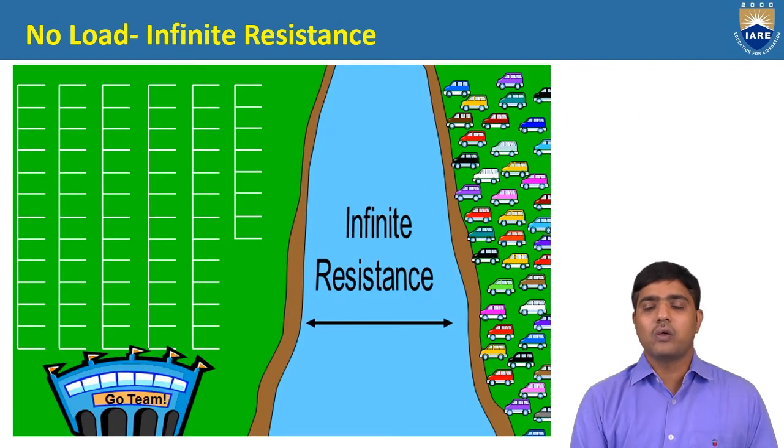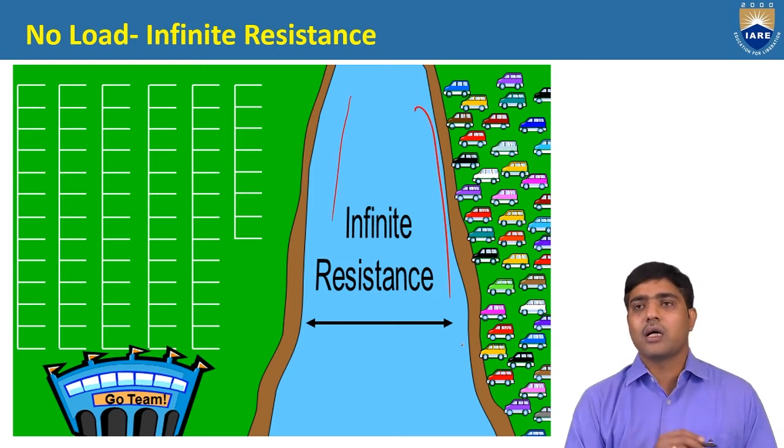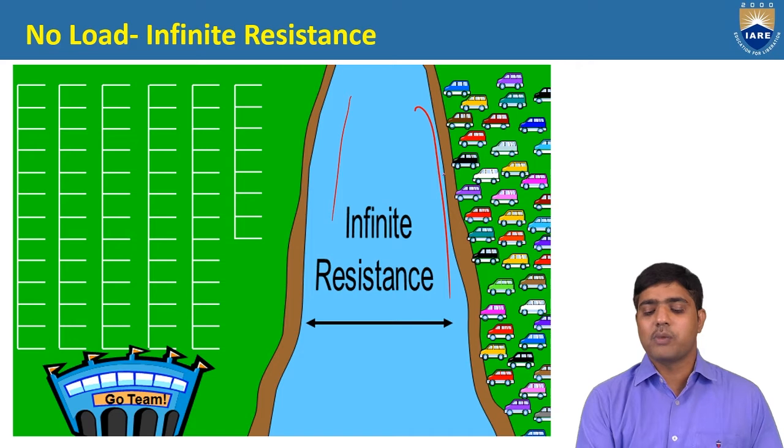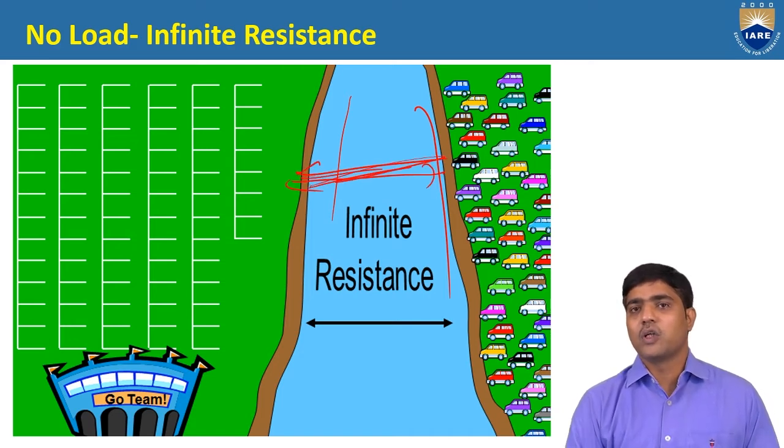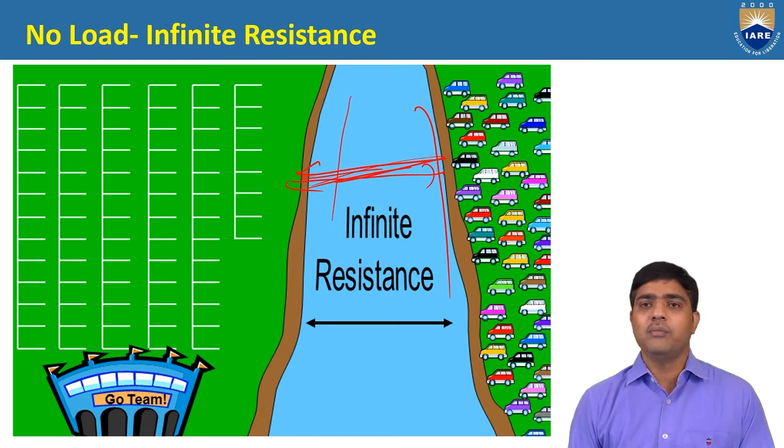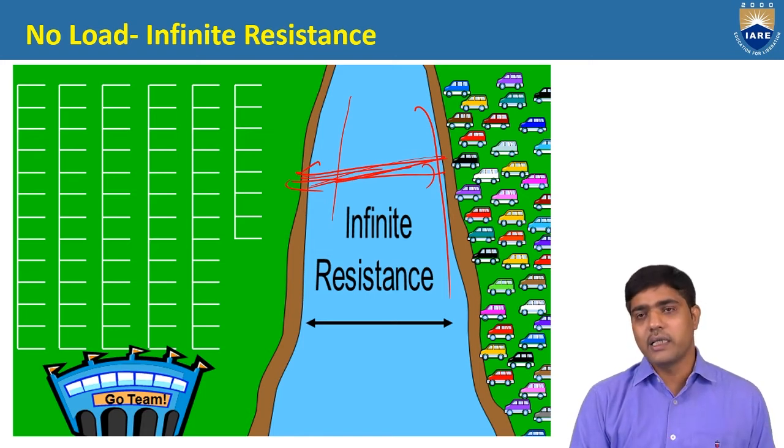So this is the no load, it is going to offer infinite resistance. Here you have the river and here you have the cars. If you want to cross this river, compulsorily you require a bridge over here. If there is no bridge, there is no crossing of the cars from one side to the other side.